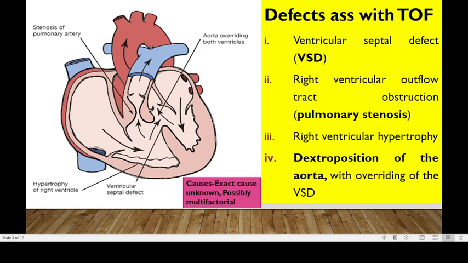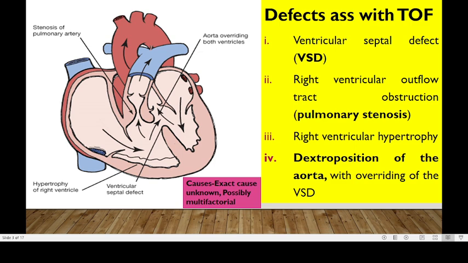So for the ventricular septal defect, you find that there will be a hole in the wall, that is the septum, that normally separates the two chambers of the heart, that is the right and left ventricles. So this ventricular septal defect allows oxygen-rich blood from the left to mix with the oxygen-poor blood from the right. And you find that this on its own can lead to a cyanotic condition, all right?